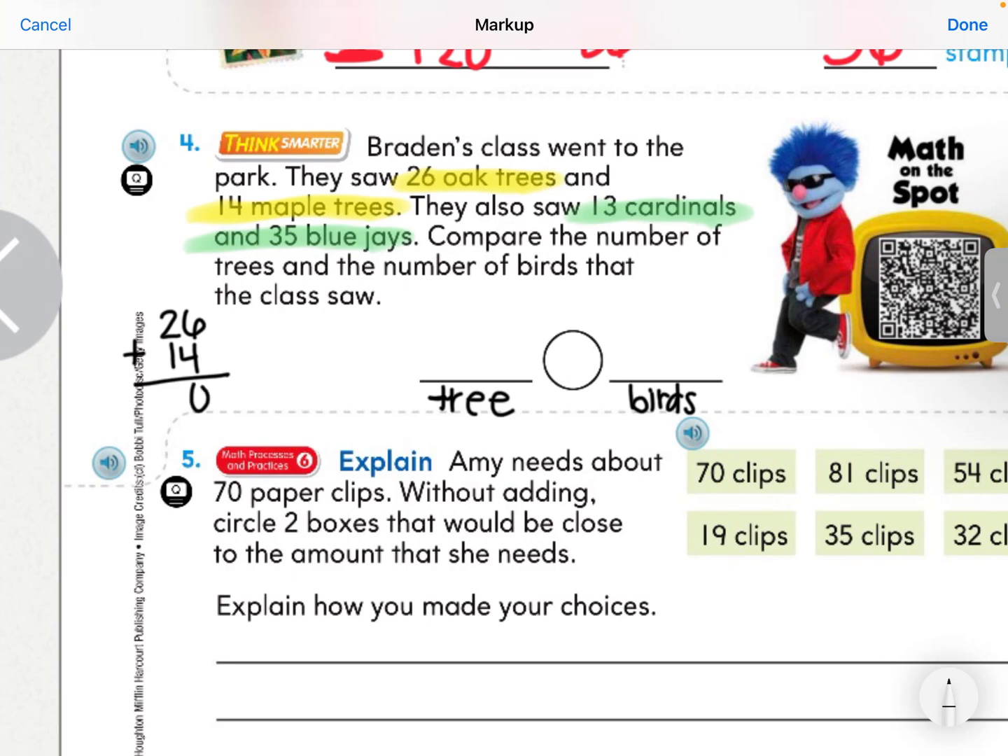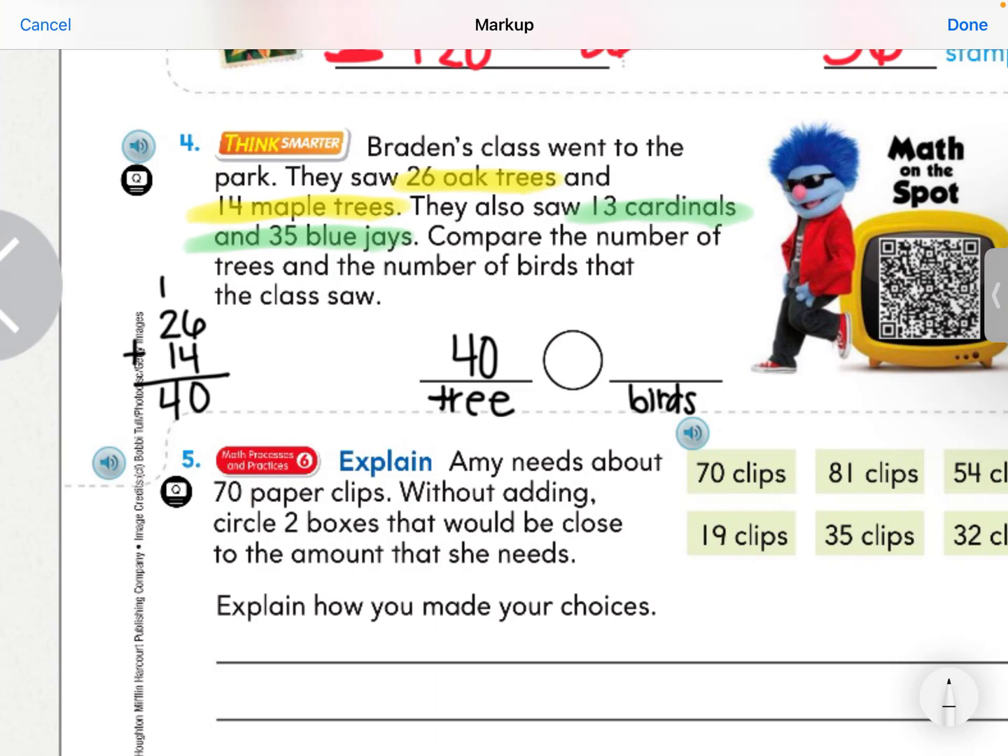6 plus 4 is 10. I've got to carry my 10 over. 1 ten plus 2 tens is 3 tens. 3 tens plus 1 more ten is 4 tens. That's how many trees they saw, so now I can write 40 on my line above trees.